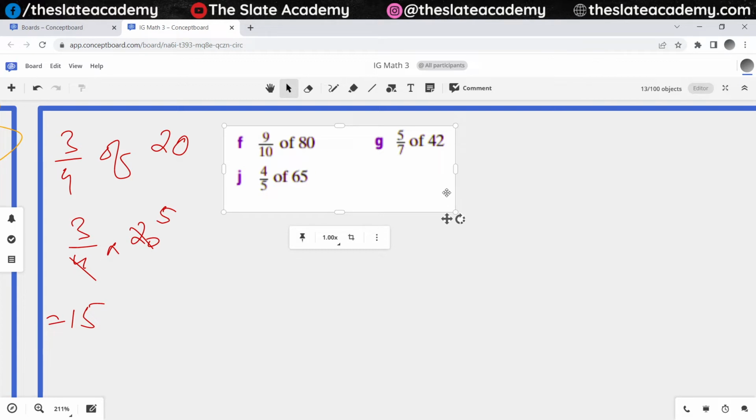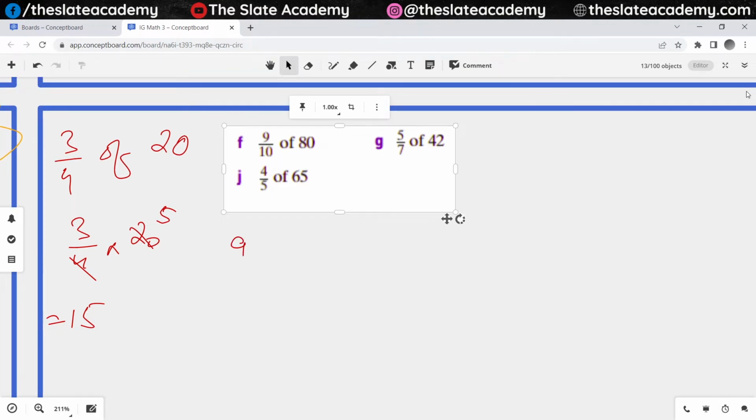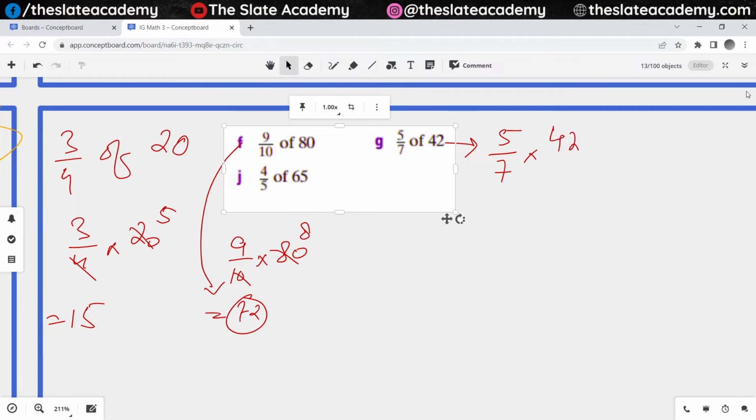Alright, for the first one, we simply have to do 9 by 10 of 80. So that means multiplying 80 with 9 by 10. 9 by 10 times 80. 10 8s are 80 and 9 8s are 72. So 72 would be the answer for this one. This 5 by 7 of 42 would mean 5 by 7 times 42. 7 1s are 7, 7 6s are 42, and 5 6s are 30. So 30 would be the answer.